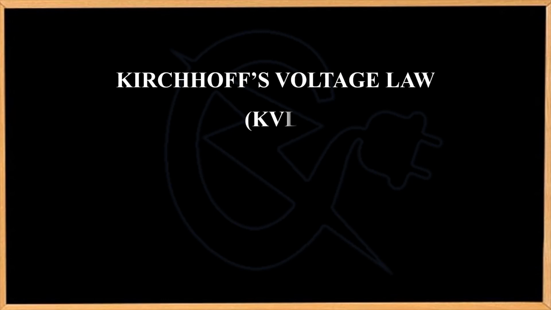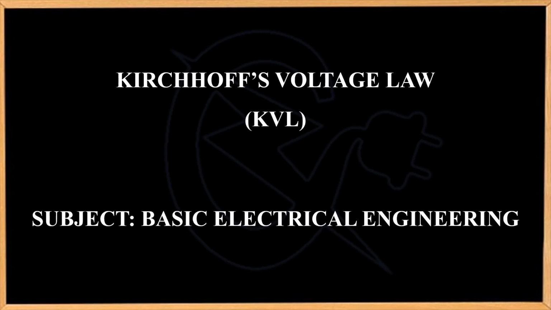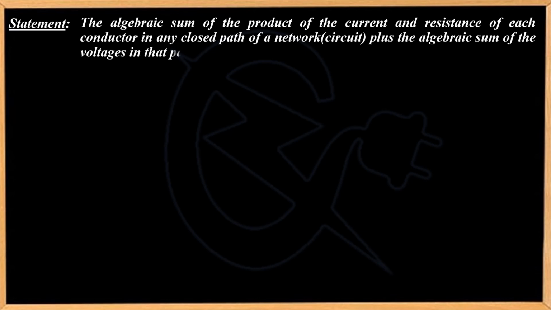Kirchhoff voltage law, KVL, subject basic electrical engineering. Statement: the algebraic sum of the product of the current and resistance of each conductor in any closed path of a network or circuit plus the algebraic sum of the voltages in that path is equal to 0. So in mathematical form, we can write sigma IR plus sigma V is equal to 0.